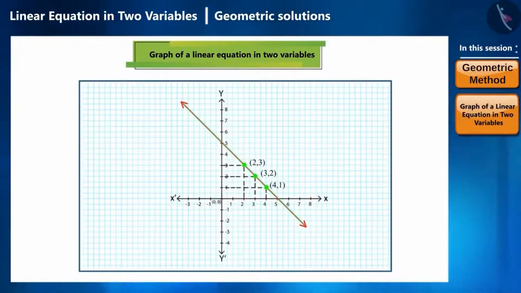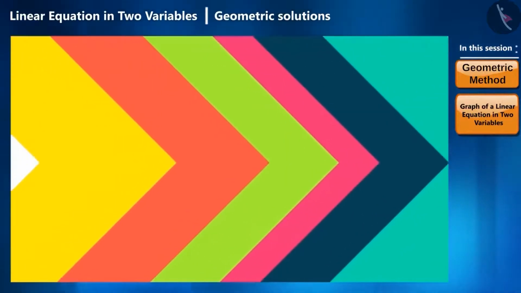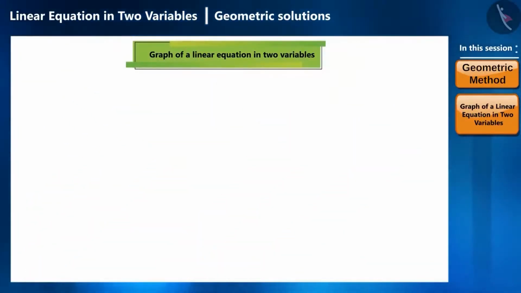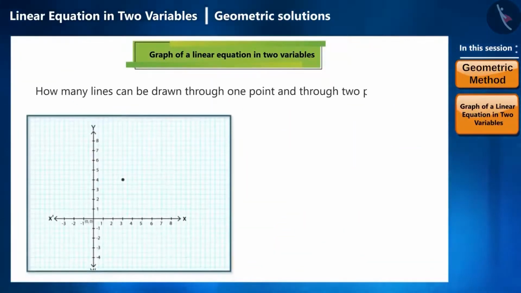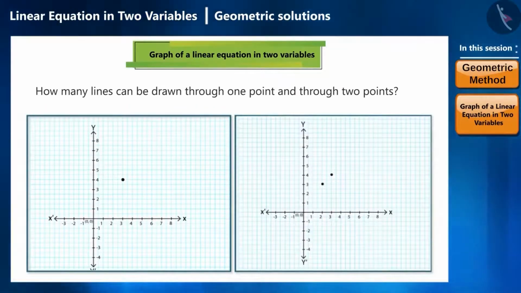The 3 points that we considered earlier and constructed this line are the solution of this equation. Apart from this, there are infinite solutions to this equation. No other points outside this line are the solution to this equation. Friends, answer this question before we end this session. How many lines can be drawn through one point and through 2 points? Only one line passes through 2 or more points, but infinite lines can be drawn through 1 point.